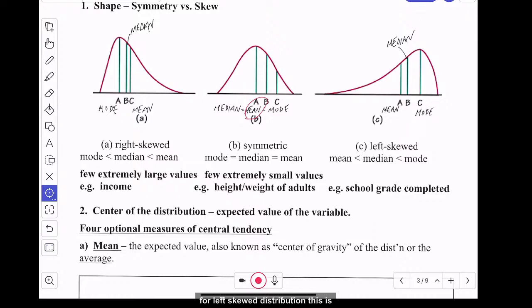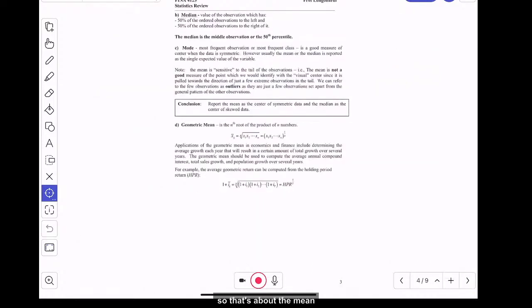For a left skewed distribution, most of the observations are high, with just a few low ones. That could be possible too. I use the example of school grade completed. Most people have at least a grade 9 or 10. Many have more than that. And in terms of school grade, kindergarten to grade 12, there are very few people with no education, but they skew our distribution. So that's about the mean measures.